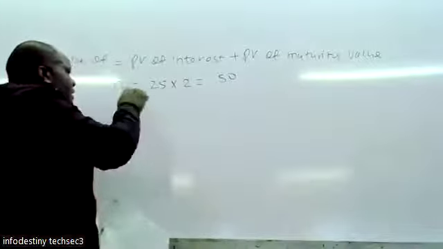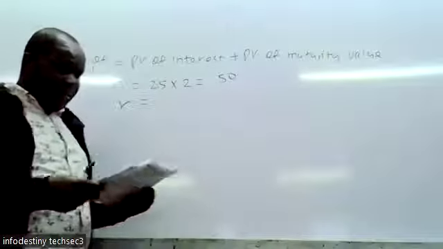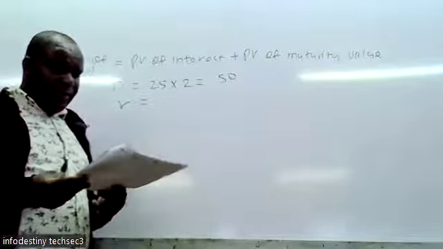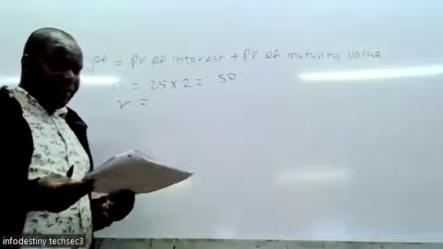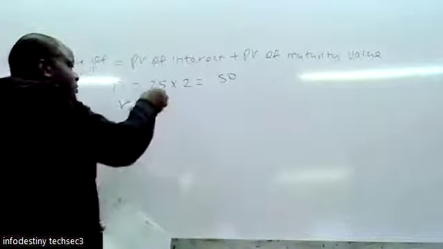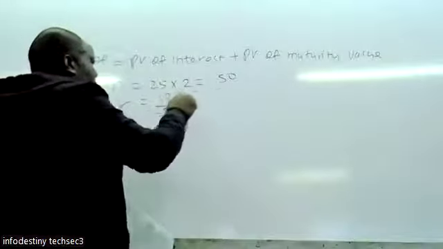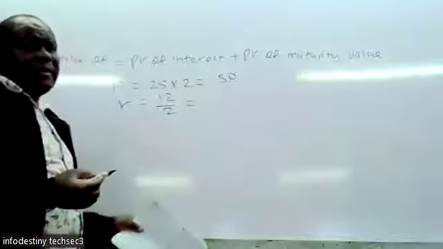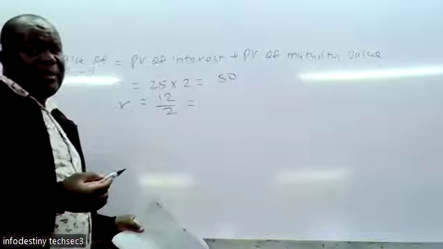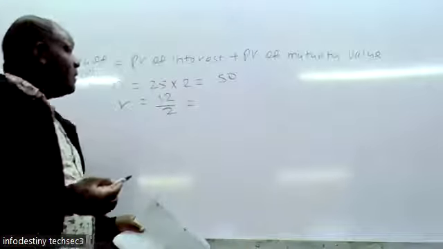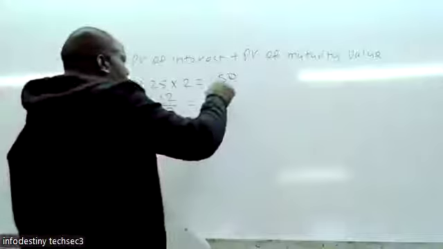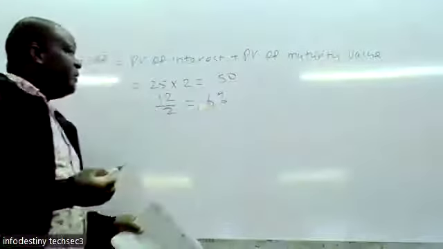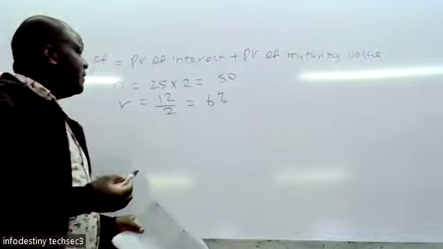So R is the interest rate. Interest rate was given, they gave you a coupon rate of 12%. So you take 12% divided by 2. 12% is per annum, so divide by 2 to get the rate per period. So this should give you 6%.